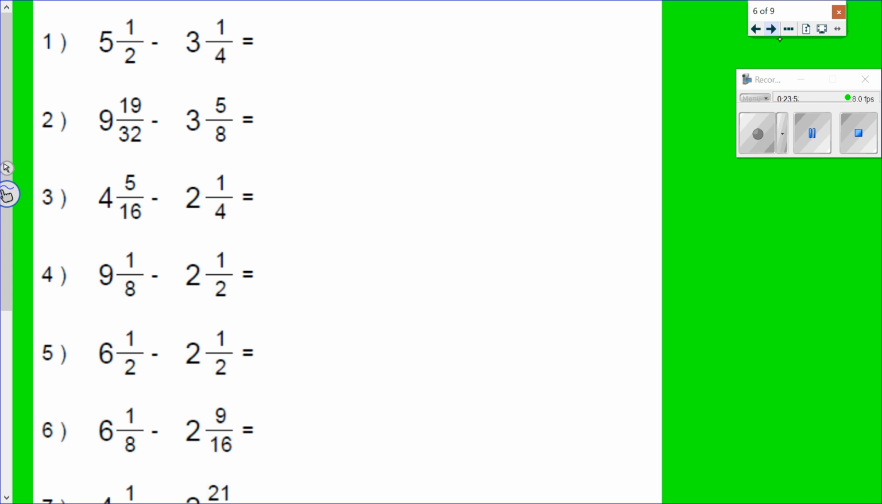Okay, our last page. Here's where we're going to start. I'm going to do option 1 because that is far easier, in my opinion. So I'm going to pull out the fraction piece. 1/2 minus 1/4. So to get to a common denominator, I need to multiply that one by 2. Gives me 2/4 minus 1/4, which is 1/4. Then I do the whole numbers. 5 minus 3 is 2.